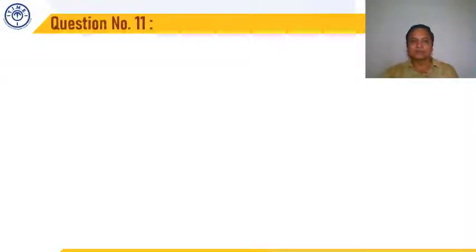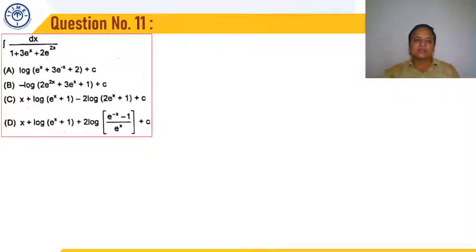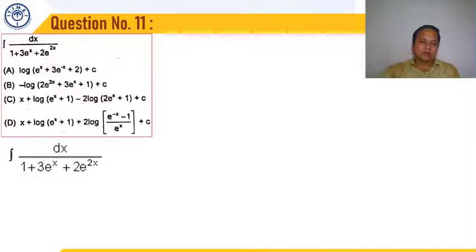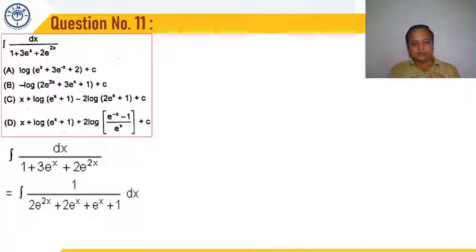We come to question number 11 of the handout. It says we have to solve this expression: dx upon 1 plus 3 e to the power x plus 2 e to the power 2x. We write this denominator as 1 plus 3 e to the power x plus 2 e to the power 2x.